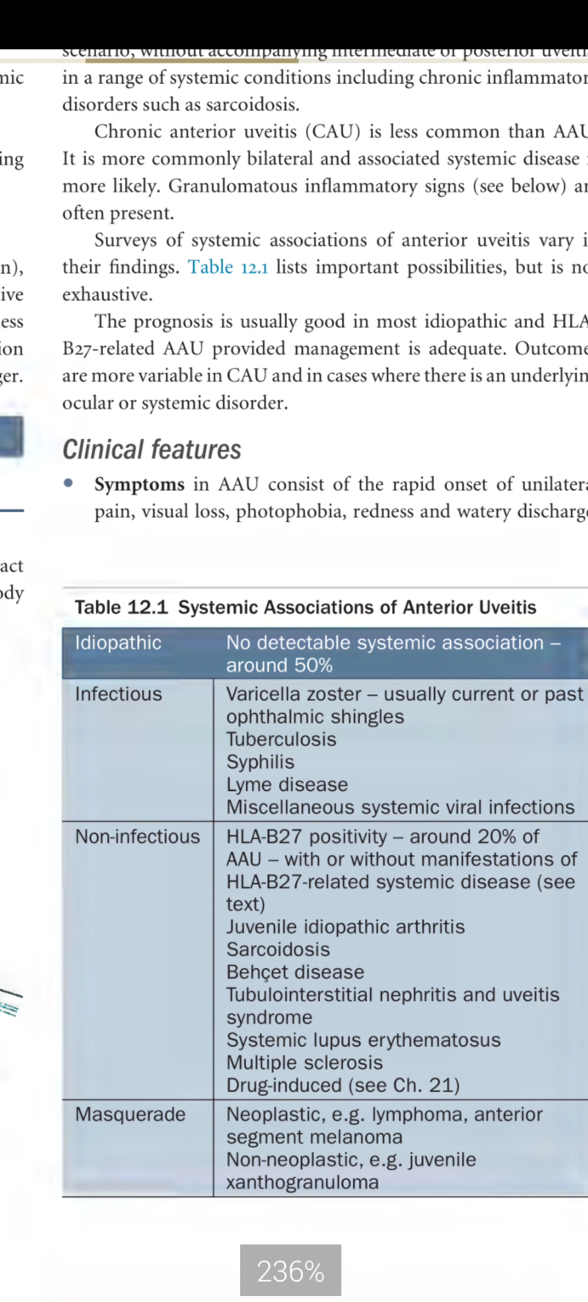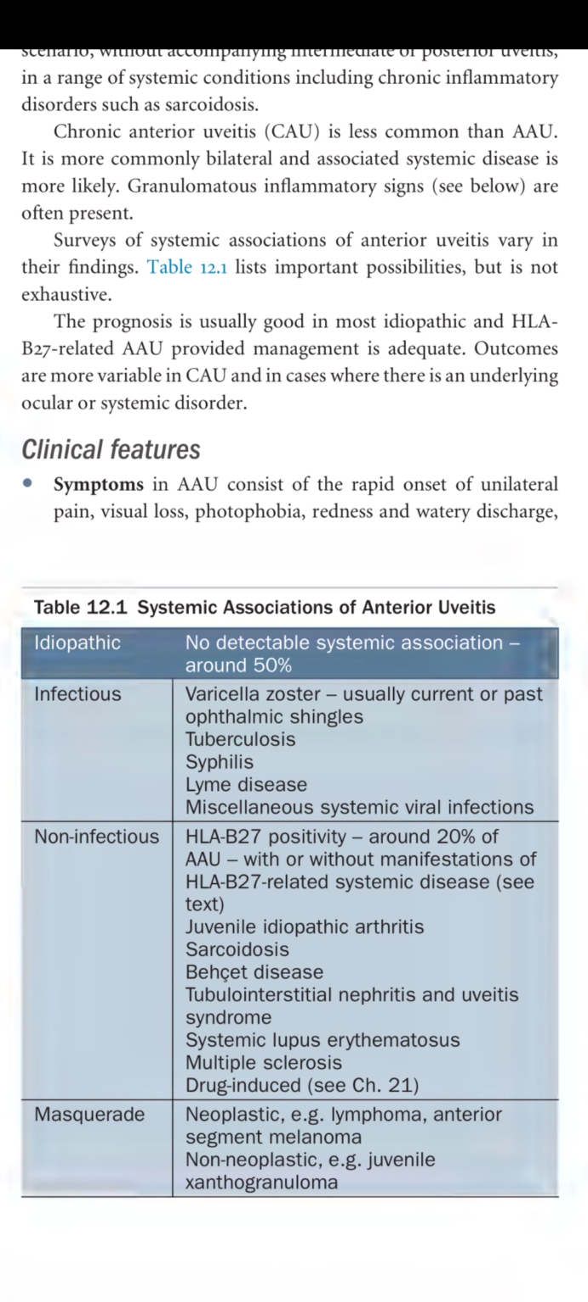Table 12.1: Systemic association of anterior uveitis. Idiopathic, no detectable systemic association, around 50%. There can be infectious, non-infectious, and masquerade lesions. Infectious causes can be due to varicella zoster, usually recurrent, current or past ophthalmic shingles. It can be due to tuberculosis, syphilis, Lyme disease, or miscellaneous systemic viral infection.